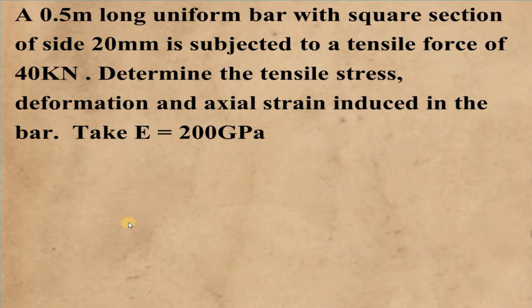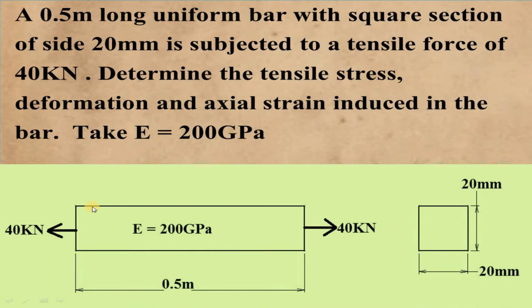Now I will analyze the question. There's a square bar. The square bar is uniform. The length of the square bar is 0.5 meter. The height of the square section in the square bar is 20 mm and the length of the square section in the square bar is 20 mm. The Young's modulus of the square bar is 200 gigapascal. Now, a tensile force of 40 kN is applied on the square bar on both the ends.